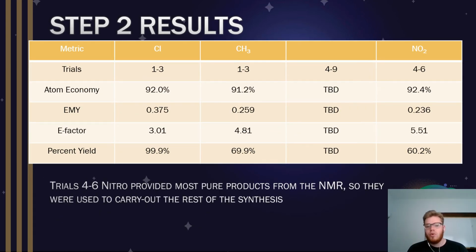At the time of this recording, I am working on the results for trials 4 through 9 of the methyl group, so I will have those updated in a bit. But in addition to that, trials 4 through 6 of the nitro group provided the most pure product from the NMR, so they were used to carry out the rest of the synthesis.